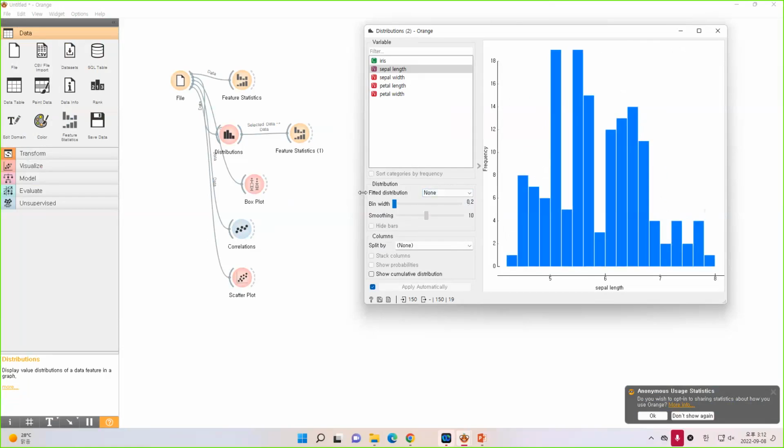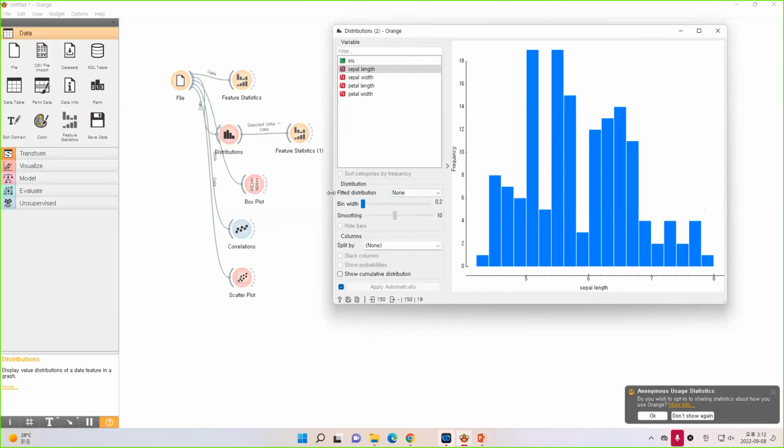This is histogram. Why? Why is it histogram?